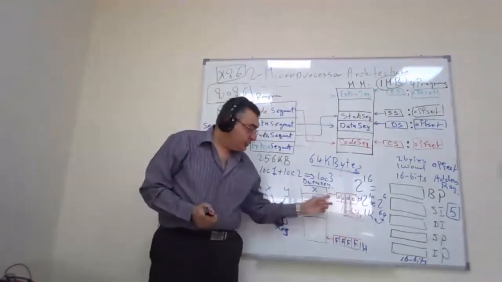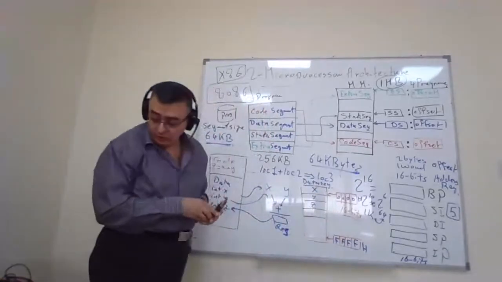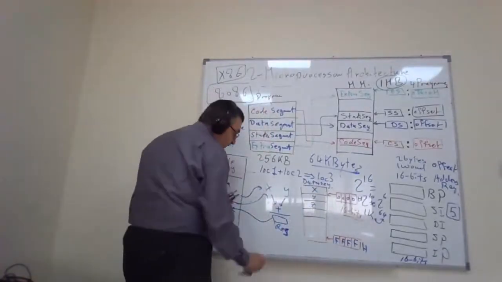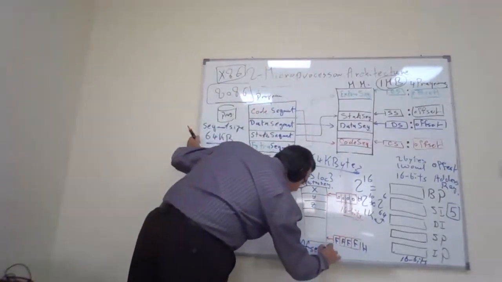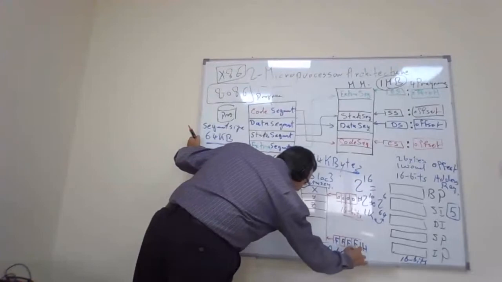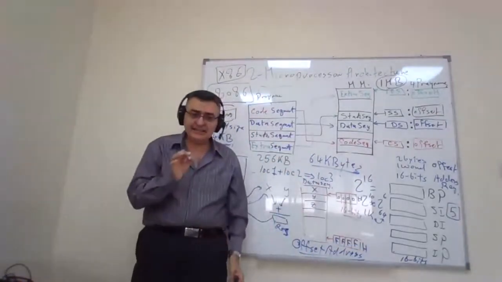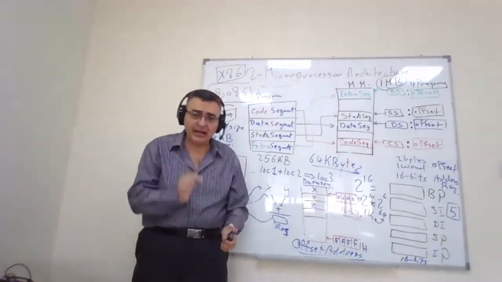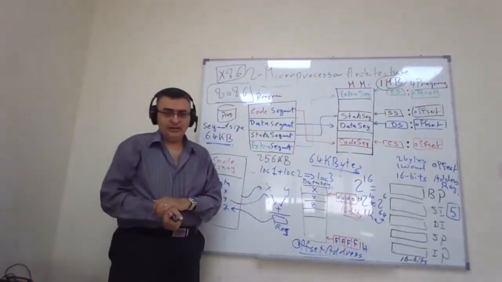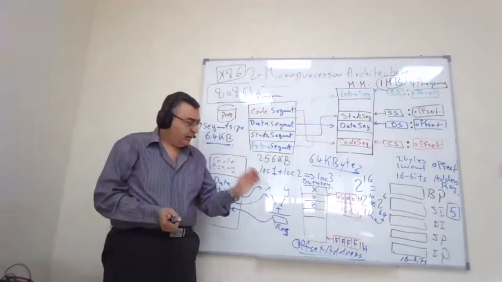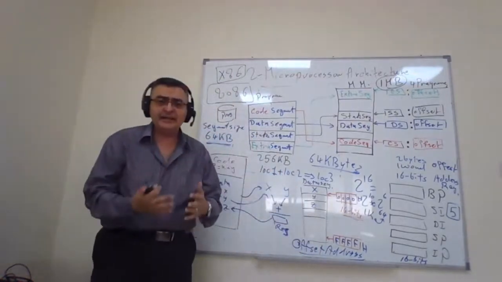So the address that we are talking about here, we call this the offset address. What is the offset address? The offset address is the address of the byte within a segment. An offset address is the address of the byte within the segment.